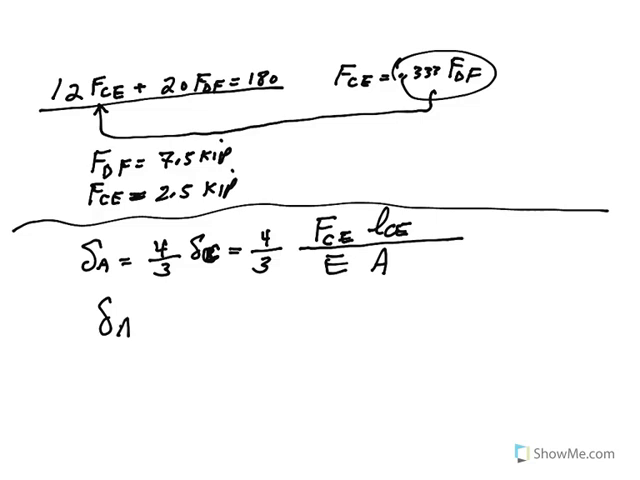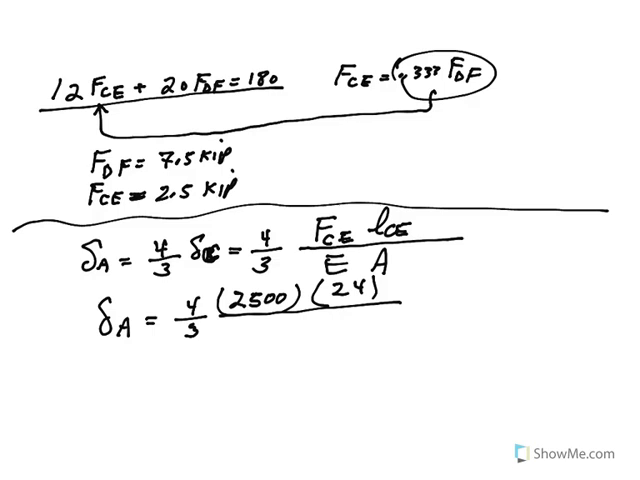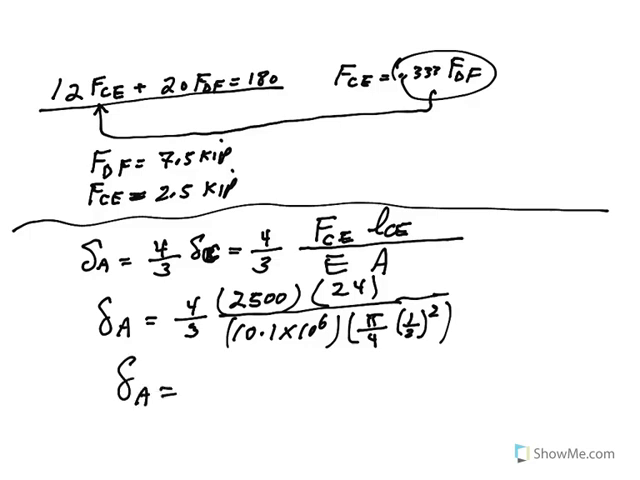So just a quick plug-in. Keep in mind that FCE came out to be 2.5 kip. That's 2,500 pound. Kip is 1,000 pound. The length of this guy going back is 24 inch. E is 10.1 times 10 to the 6 psi. So units are all consistent. And then the area is pi over 4 times the 1/2 inch diameter squared. So if we work this out, we should get a delta A of about 0.0454 inch. So you see how small this number is going to be.